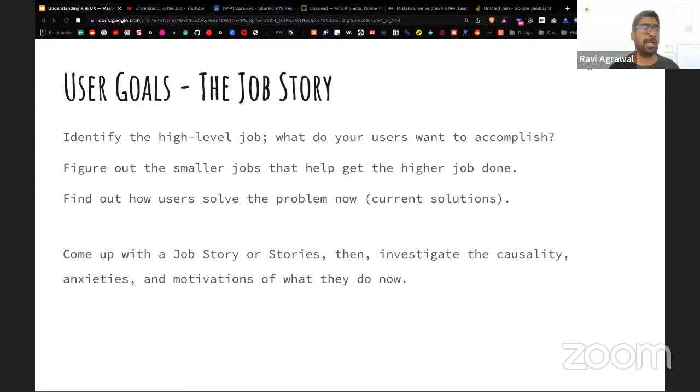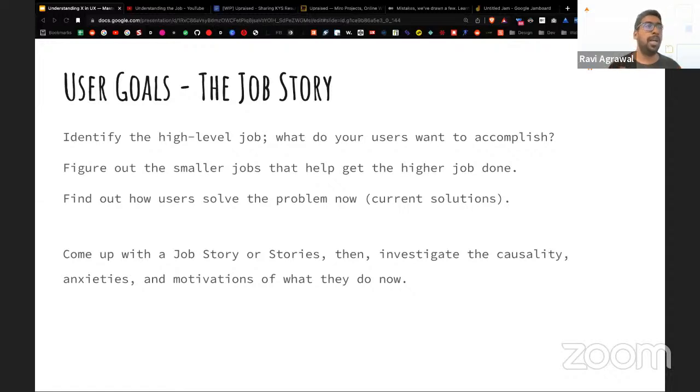Just like companies hire people to get a job done, people hire products to get a job done. You don't use a product, you hire a product to get a job done for you, right? So you need to identify the high level job that your users want to accomplish. And then you want to identify the smaller level jobs that get the higher job done.